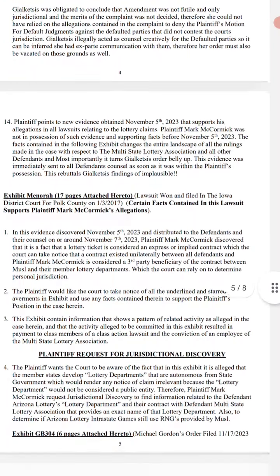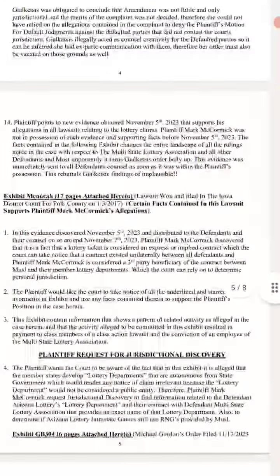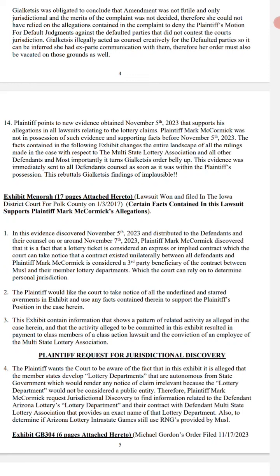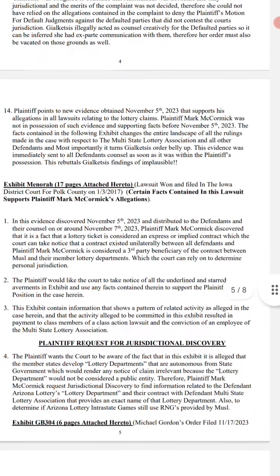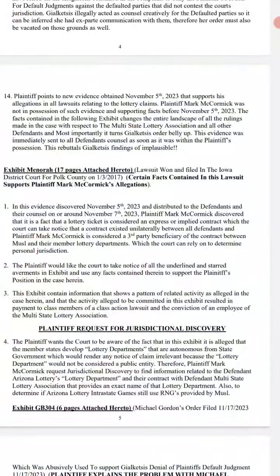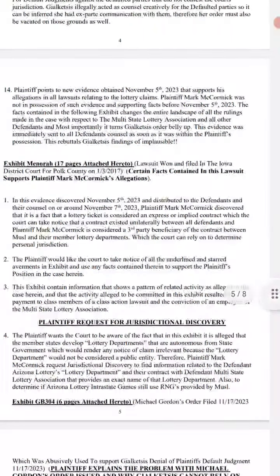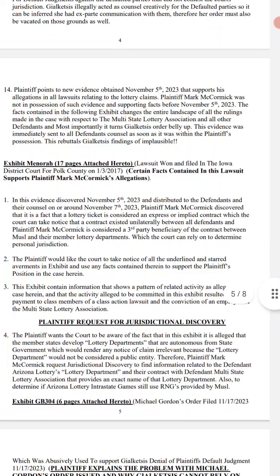Gordon's order specifically states each have been dismissed based on jurisdictional defects, but will be dismissed without prejudice and with leave to amend to address the jurisdictional defects found. Gialketsis was obligated to conclude that the amendment was not futile, and only jurisdictional defects were decided and not the merits of the complaint. The merits of the complaint was not decided.